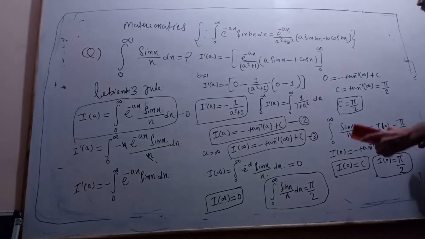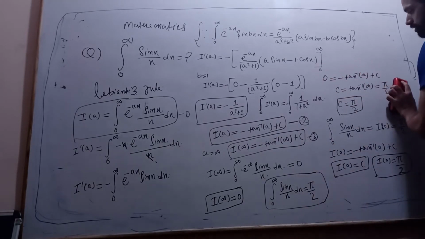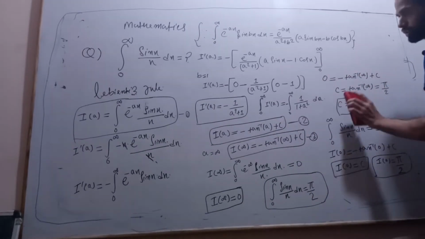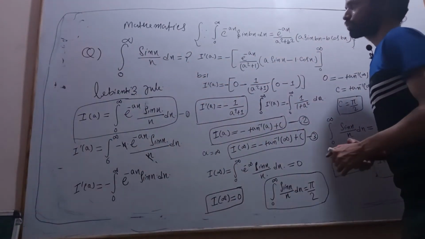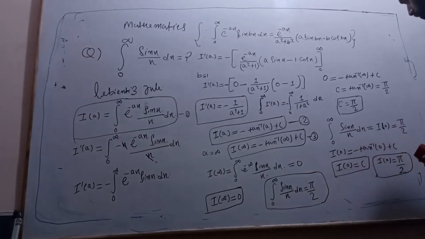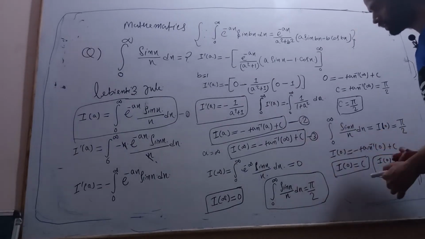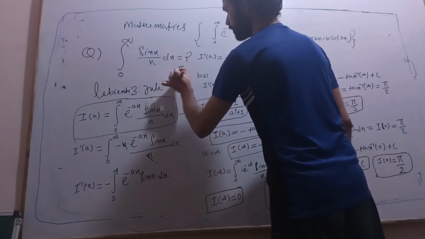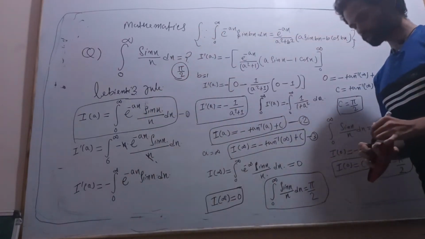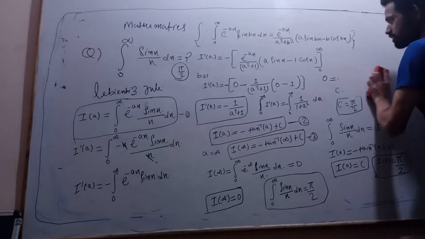So let us now see the next question. This is about sin x by x dx being equal to pi by 2. Yes, the integral from 0 to infinity of sin x by x is equal to pi by 2. This is nothing but pi by 2. Yes, so let us see the next question.